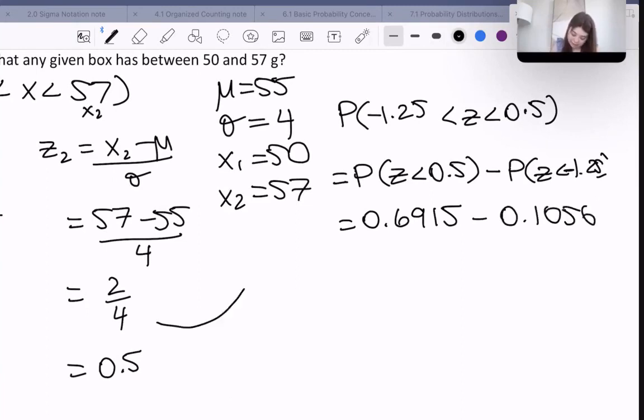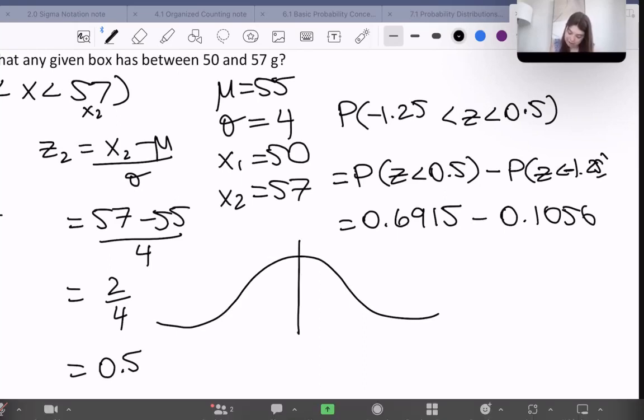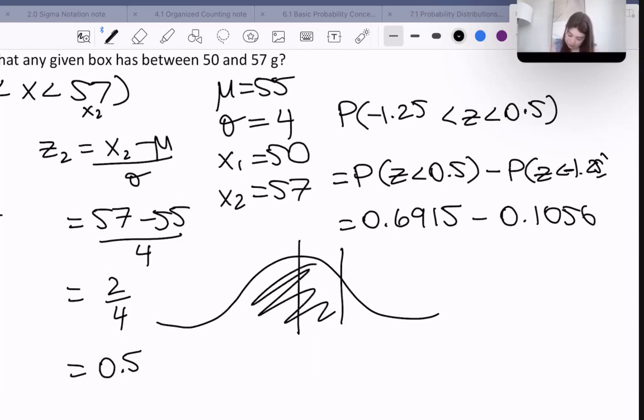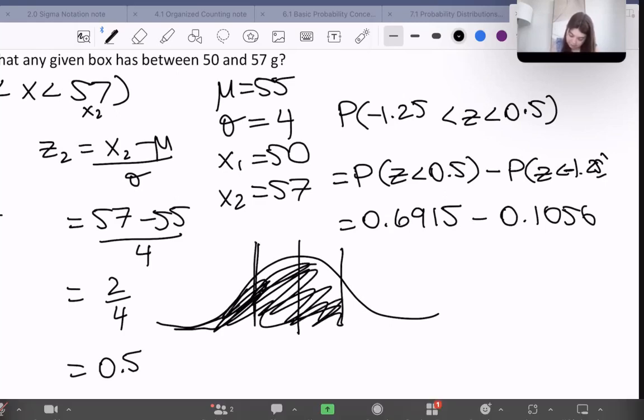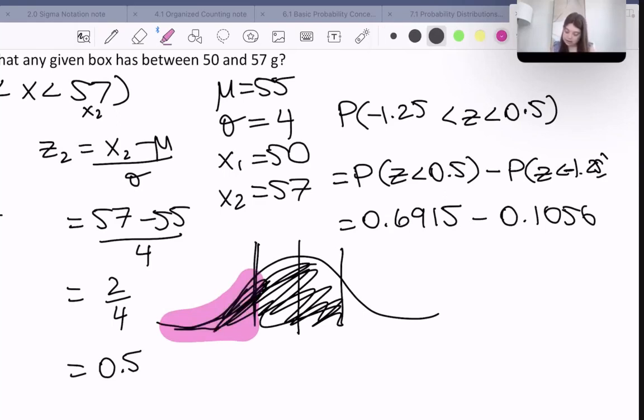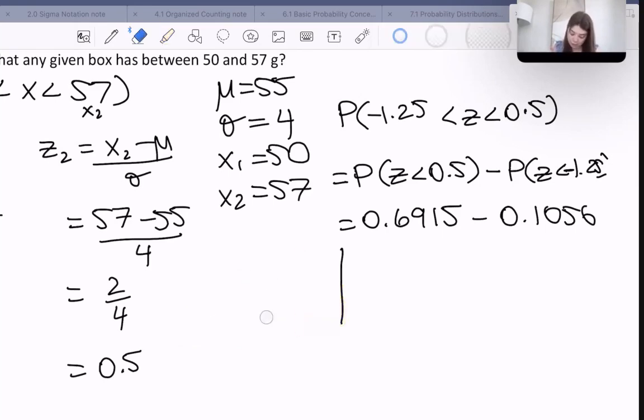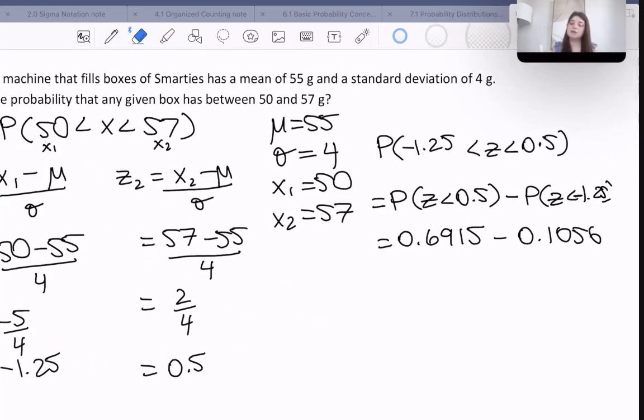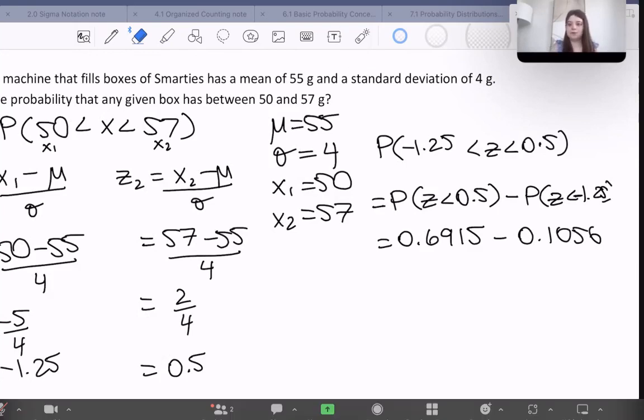0.1056. And graphically, if we draw a sketch of the graph, right? Let's say from this point forward, this is 0.6915. And then this part over here is less than negative 1.25, relatively, right? We're switching this over to the standard normal in order to figure it out. Then what do we have left? We have this part left. We have the in-between part left, and that's exactly what we want to find out. We want to make sure that it's more than 50 grams, but less than 57. It's very important. Good.